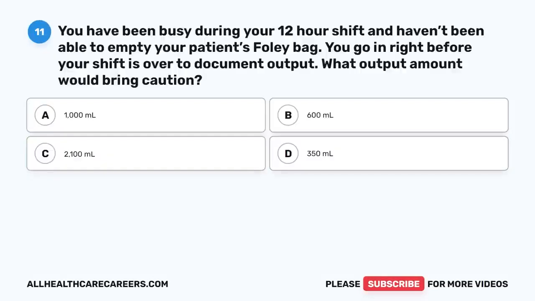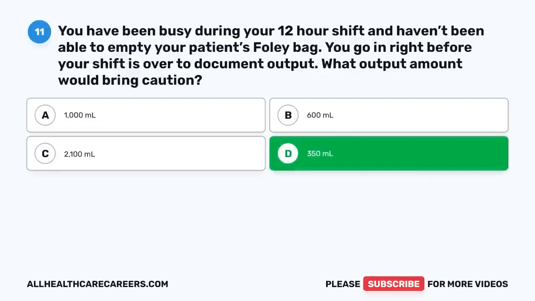Question 11. You have been busy during your 12-hour shift and haven't been able to empty your patient's Foley bag. You go in right before your shift is over to document output. What output amount would bring caution? A. 1,000 milliliters. B. 600 milliliters. C. 2,100 milliliters. D. 350 milliliters. The correct answer is D.